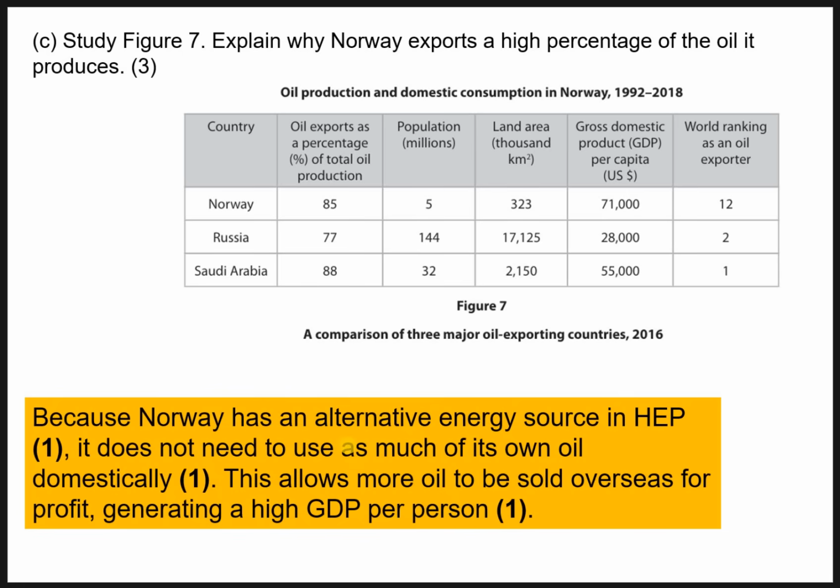Another answer could be because Norway has an alternative energy source, hydroelectric power. It does not need to use as much of its own oil domestically. This allows more oil to be sold overseas for profit, generating a high GDP per person.